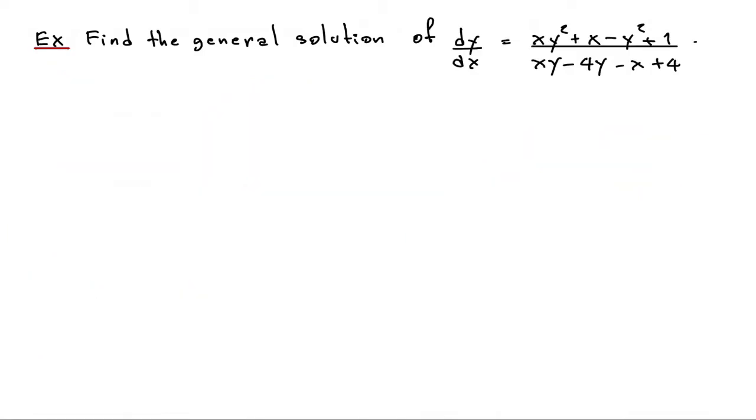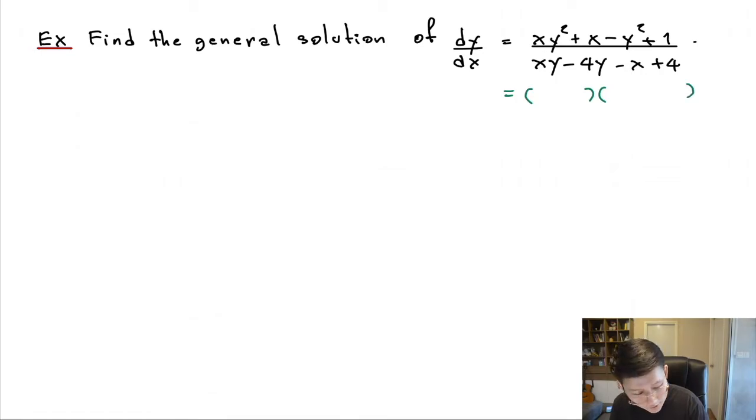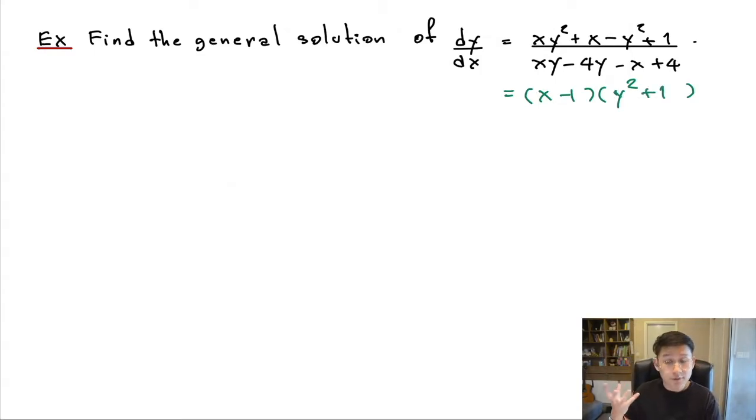Okay. This example. Does it look separable to you guys? It doesn't look quite separable to me. Okay? But if you look a little more closely, let me factorize these expressions first. Up here you have x minus 1 and y squared plus 1. You can do the factorization, right?